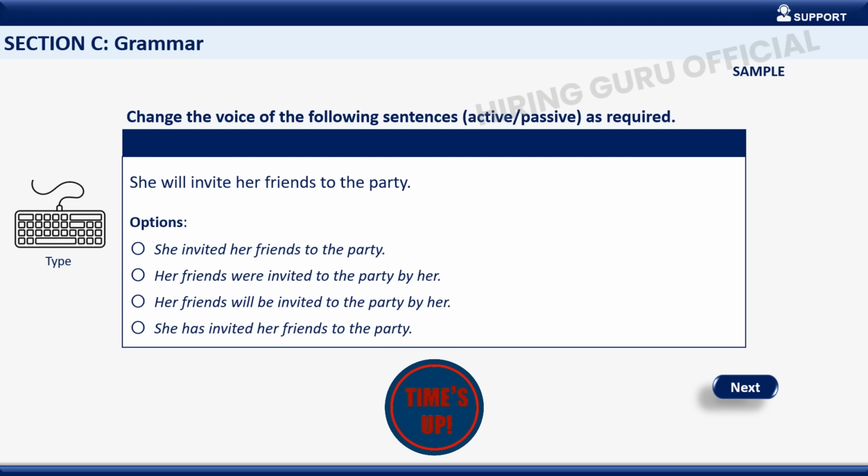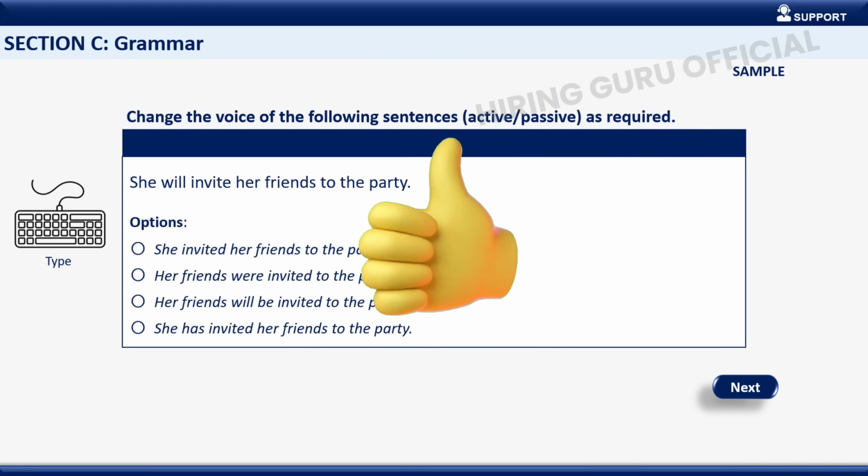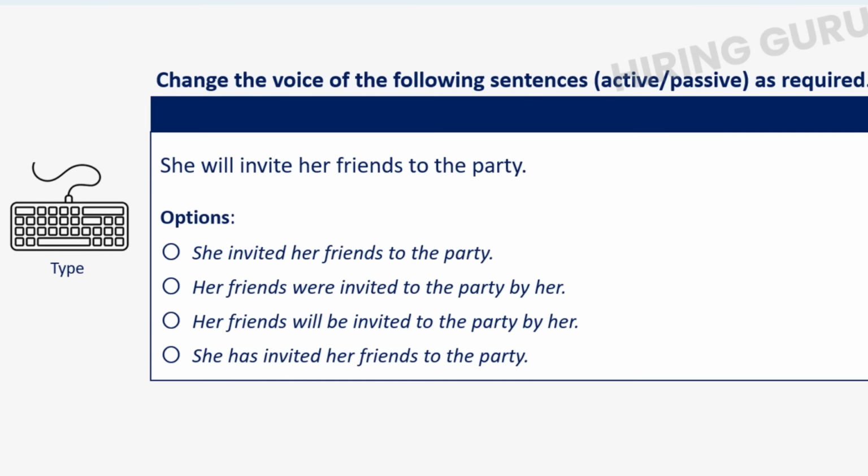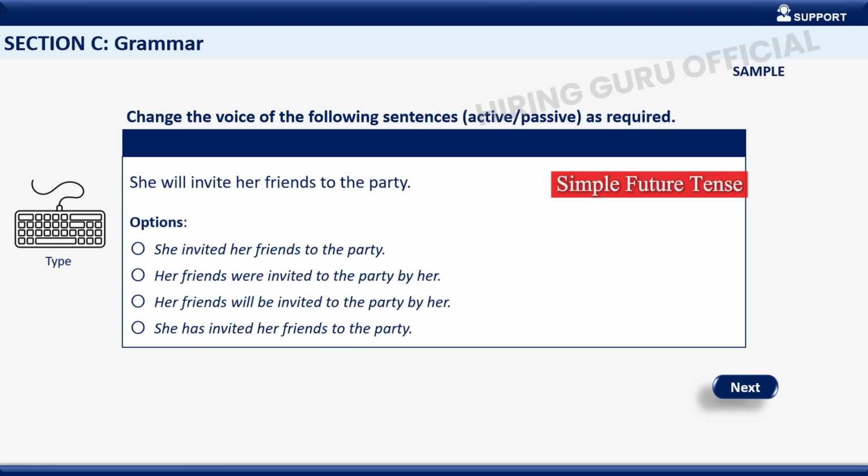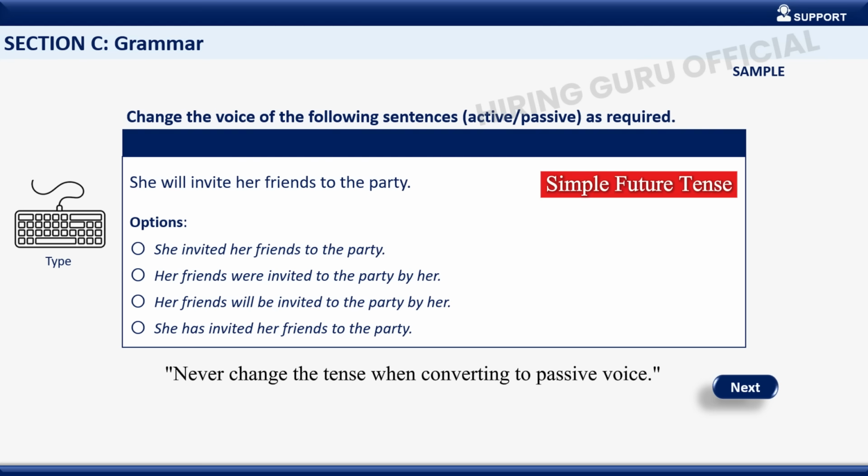Good job done, guys. To those who got the correct answer on the first try, well done. That means you've understood the basic idea. But for those who are still a little confused, let me explain it in simple words. Okay, now the sentence says she will invite her friends to the party. So basically, this sentence is in simple future tense. And as I said earlier, the rule says never change the tense when converting to passive voice. Now, since our active sentence is in simple future tense, the passive sentence should also match the tense.